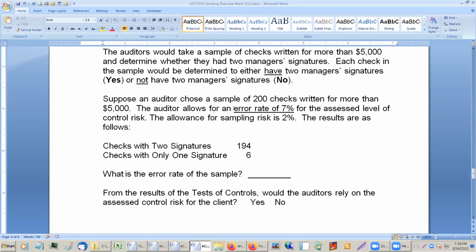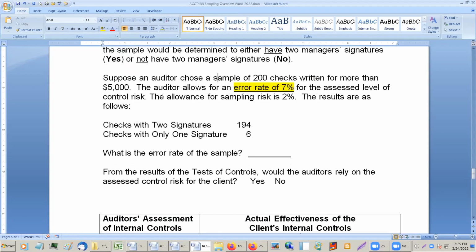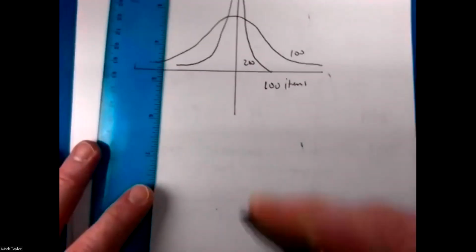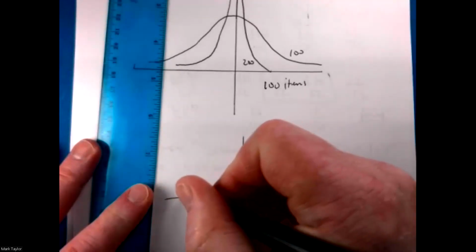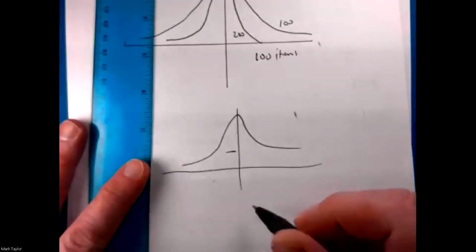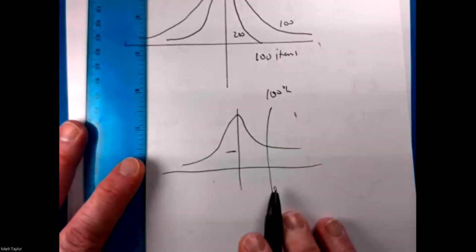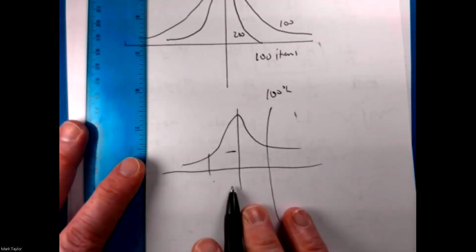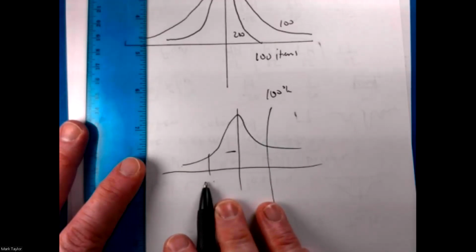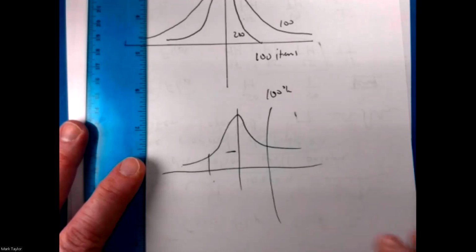Now the auditor says, okay, there could be an error rate of 7%. The allowance for sampling risk is 2%. And what they mean by that is sort of like up here again. You usually say this is 100%, or is not a problem. But if you come up with some number, the allowance for sampling risk says it might be worse than what you came up with by a little bit. So back to here.